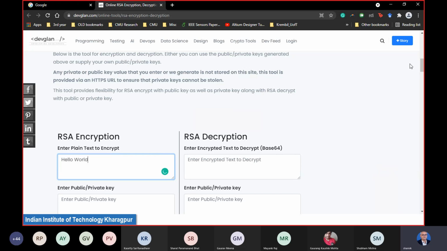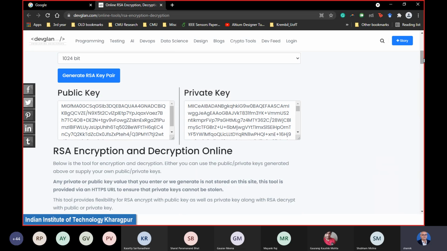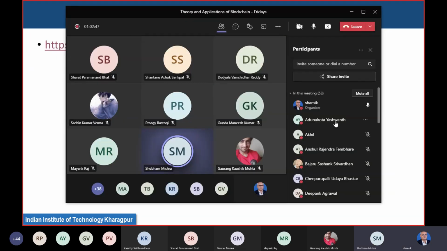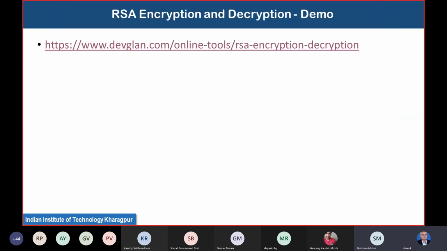Suppose I am sending it to Mr. X. So this public key private key pair is of whom? Is it mine or is it of Mr. X? Anyone can suggest? Any idea? If I am sending to Mr. X, then the public key you will be using is of Mr. X. Right. Good.